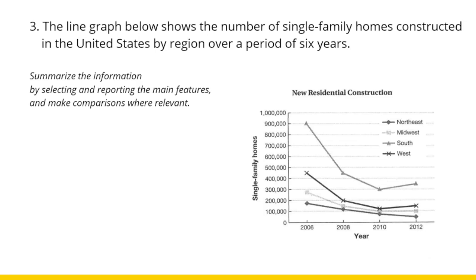So for example, highest number, lowest number. You can also compare some lines, and as you see, the 2 bottom lines are quite similar. Line number 2 from the bottom is the Midwest. It remains the same from 2010 to 2012. So I think this is important information, and that kind of information you can include in your essay. So that's what we have, guys, for our line graph.